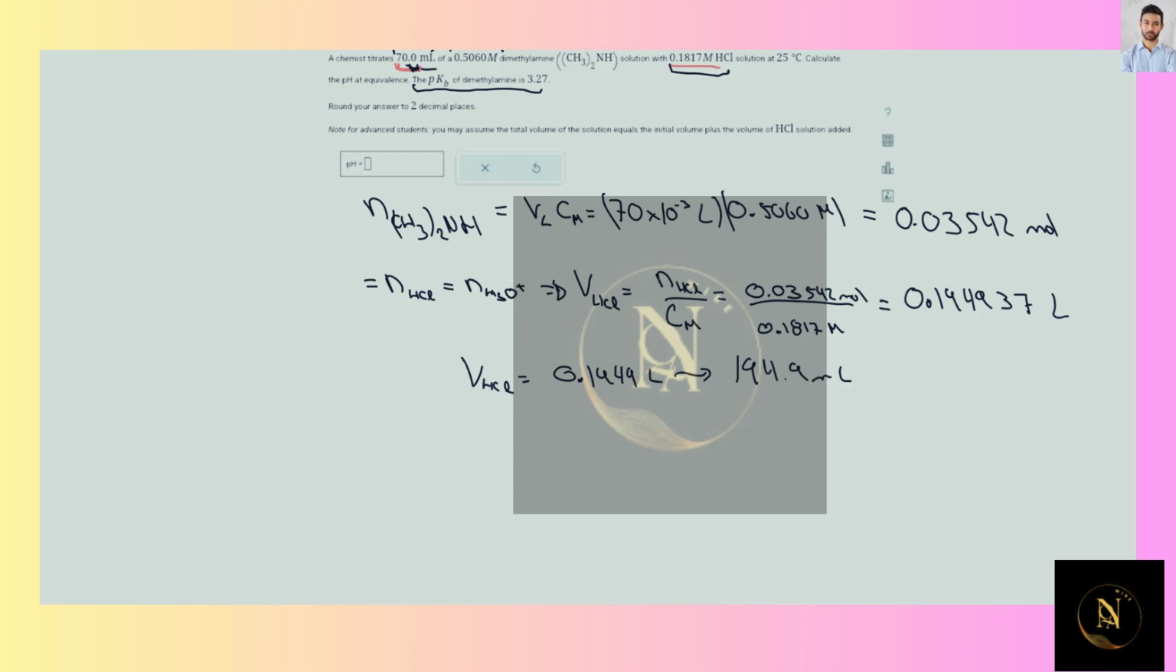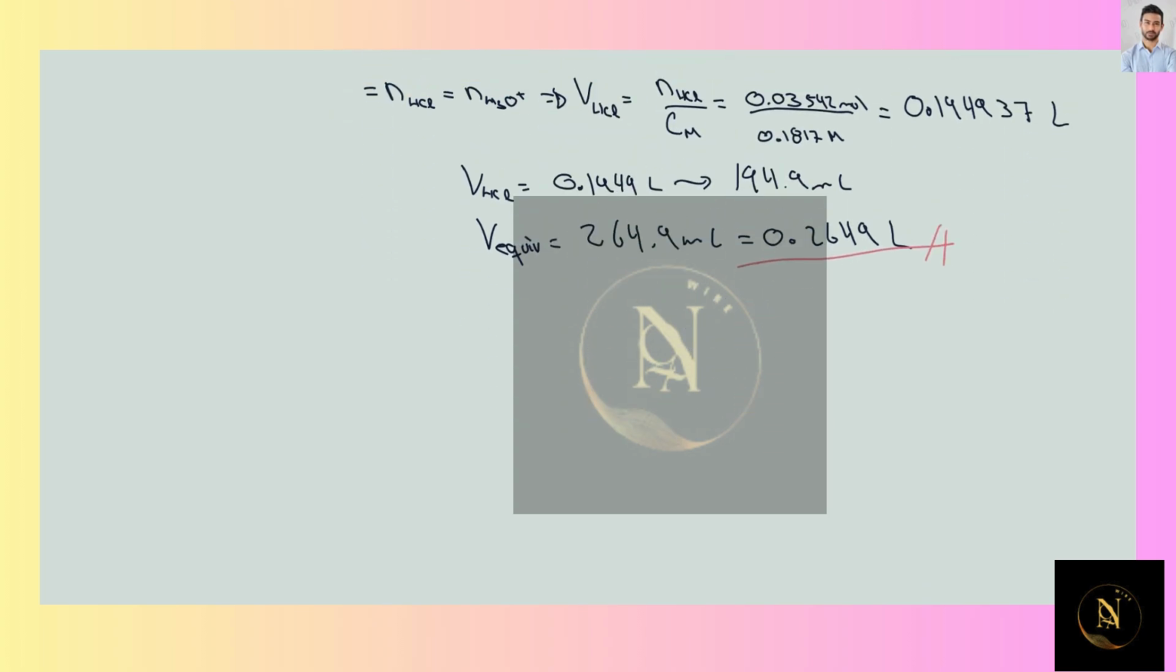which is the same as 194.9 milliliters. After the addition of 70 milliliters, the volume at the equivalence point would be equal to the sum of the initial volume, 70, plus the value that we have here. So we're going to have 264.9 milliliters, or 0.2649 liters. This is going to be our volume at equivalence. So with this information, we can now proceed with our calculations.